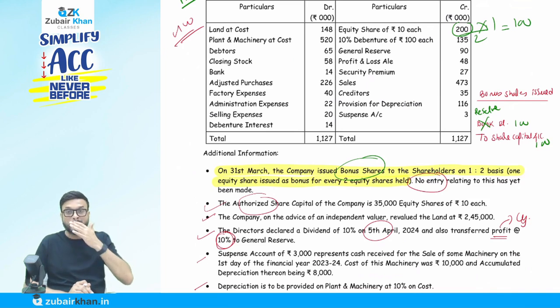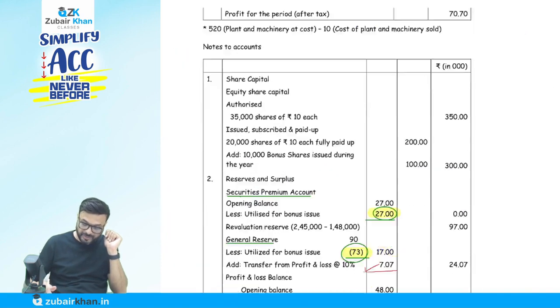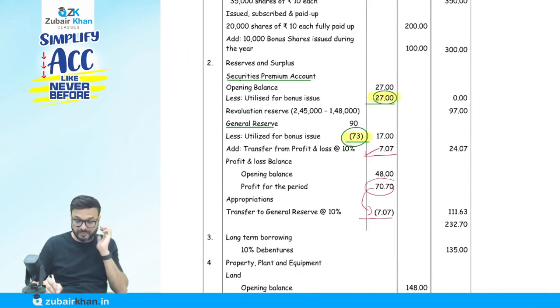That is the reserve. So which reserve? Honestly, generally when we issue bonus shares, we utilize the profit and loss account balance or the general reserve balance. It is not recommended to utilize the securities premium, but they have done it, no problem. So of these 100, they have adjusted 27 from the securities premium account, and the remaining 73, total if you do that, will come to 100 only.